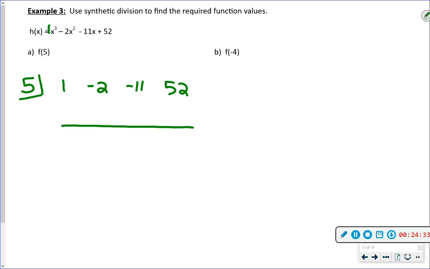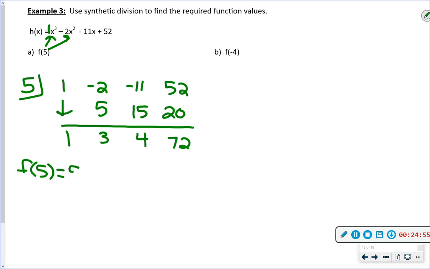I'm just running through, doing old school synthetic. 5 times 1, add it. 5 times 3, add it. 5 times 4, add it. Okay. Now, again, I don't know if it's any faster. If you were to put 5 in here for all the x's, like last chapter, if you did 5 cubed minus 2 times 5 squared, plus 52, I can tell you from my synthetic division what the answer is going to be. 72, the remainder. That is the remainder theorem. If you do synthetic division, you end up with the remainder.